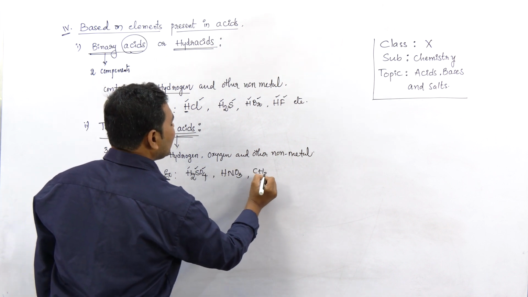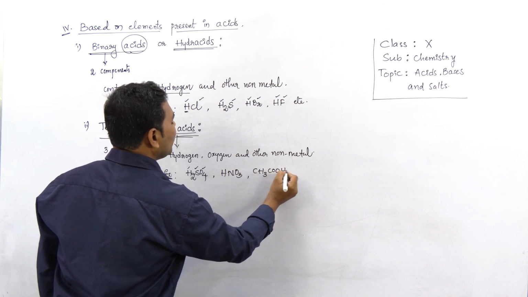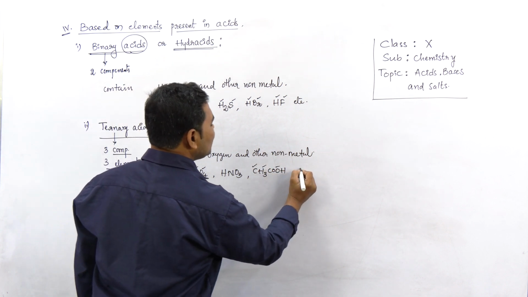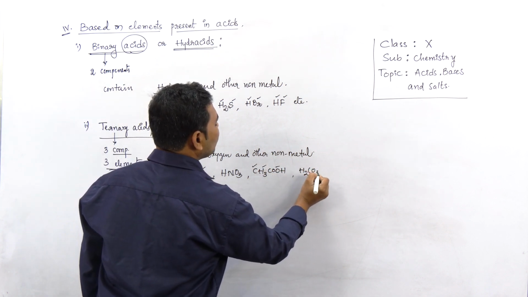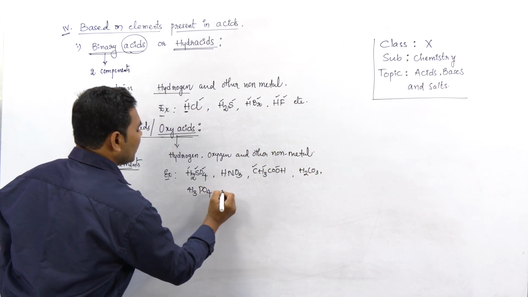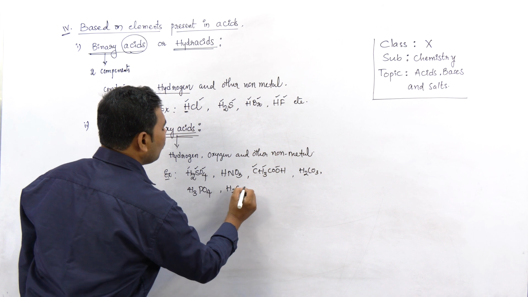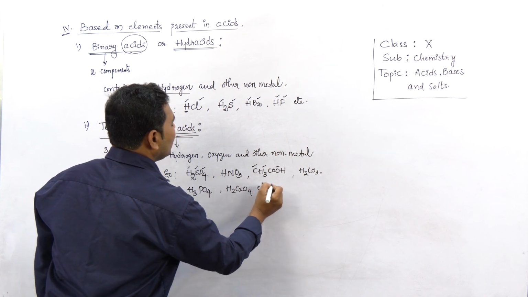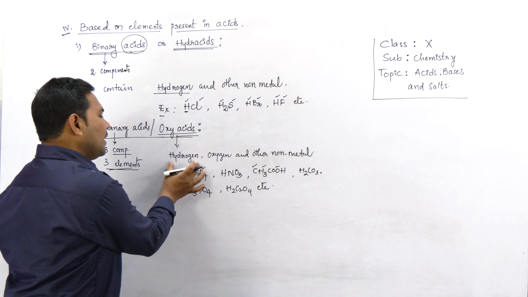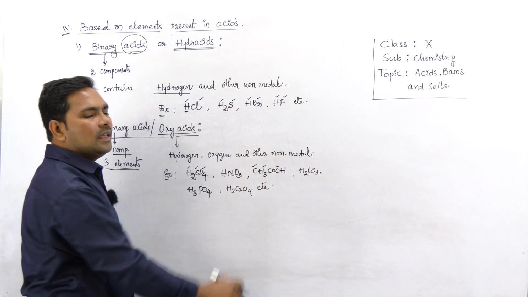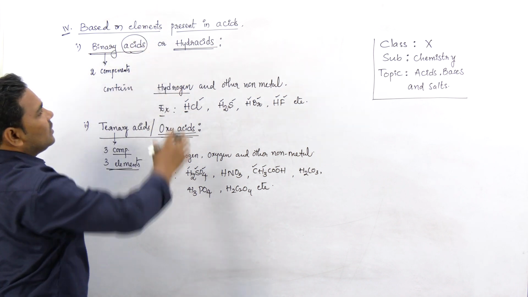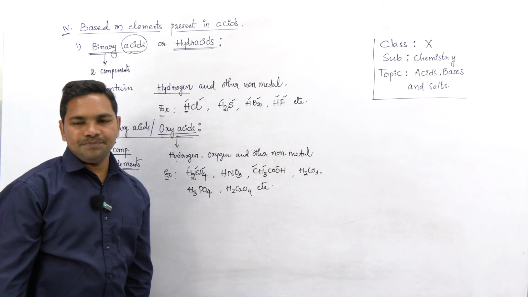I write acetic acid, CH3COOH, carbon, hydrogen, oxygen, three elements. Likewise, you can write H2CO3, H3PO4, and H2C2O4, etc. are the examples of oxyacids. They contain hydrogen, oxygen and any other non-metal. This is another category based on the elements present in it.